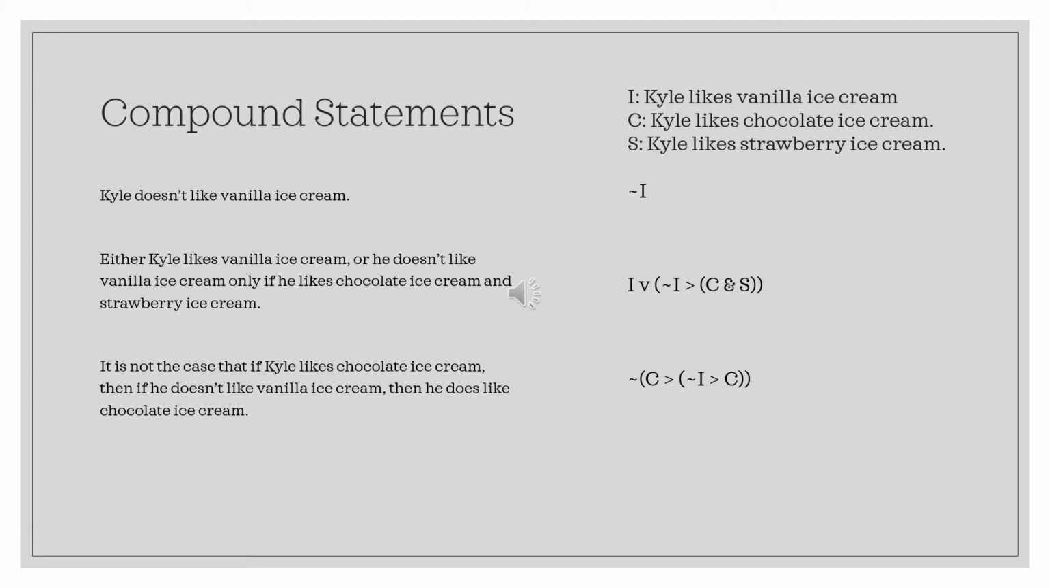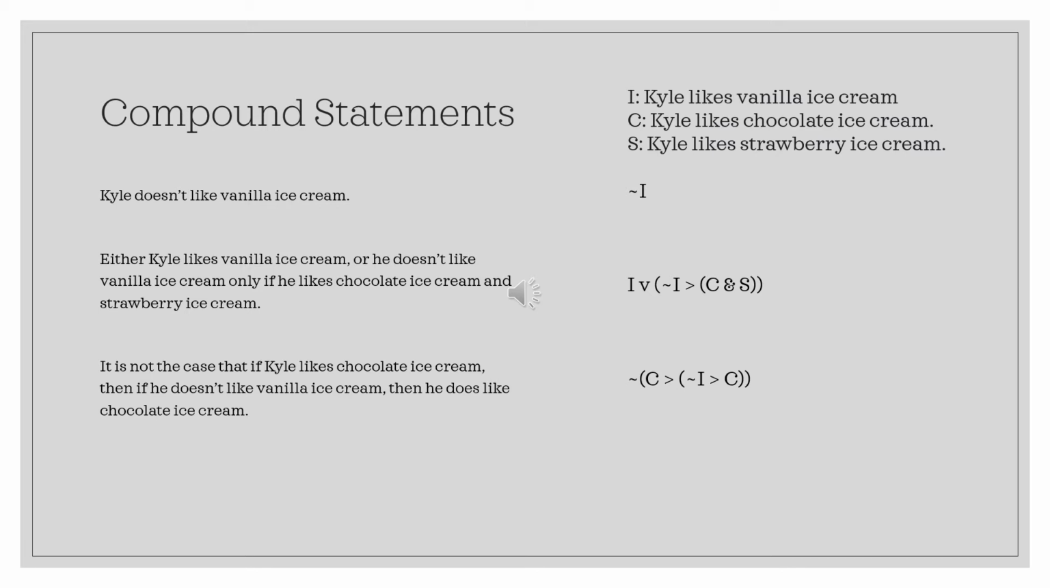Now, normally negations go just in front of sentence letters. But sometimes when you've got an entire complex thing that's being negated, then the negation goes outside of the parentheses. So here we've got negation outside of the parentheses, and then it says if Kyle likes chocolate ice cream. Okay, so now we know we've got a conditional where the antecedent, the left side of the conditional, is the sentence Kyle likes chocolate ice cream. So that's letter C. Then we put the arrow in, because the then comes.